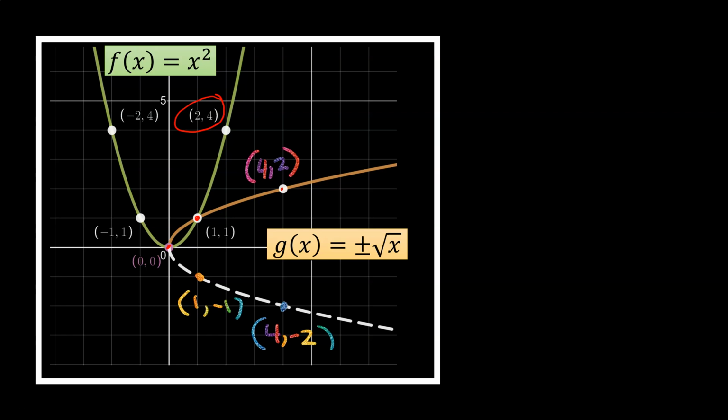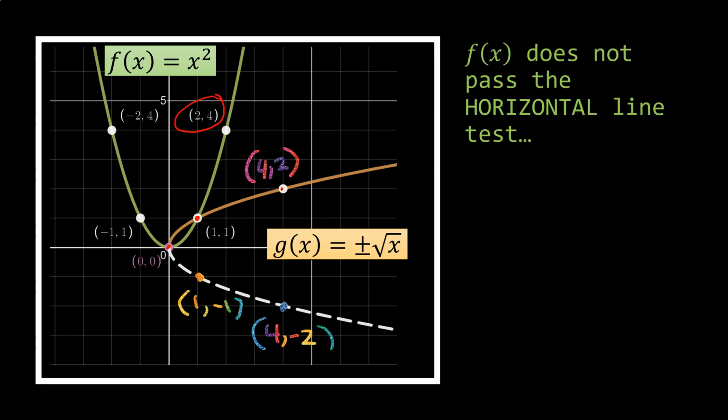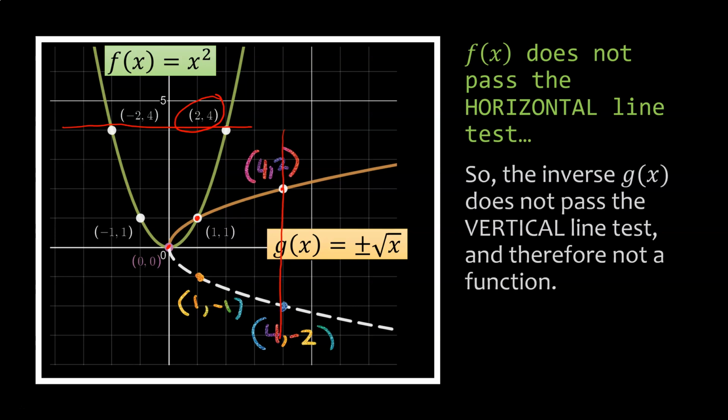So the inverse doesn't pass the vertical line test. Think about that for a second. If we look at the green, the original function f of x, it does not pass the horizontal line test. Therefore, the inverse will not pass the vertical line test. So the inverse is not a function.